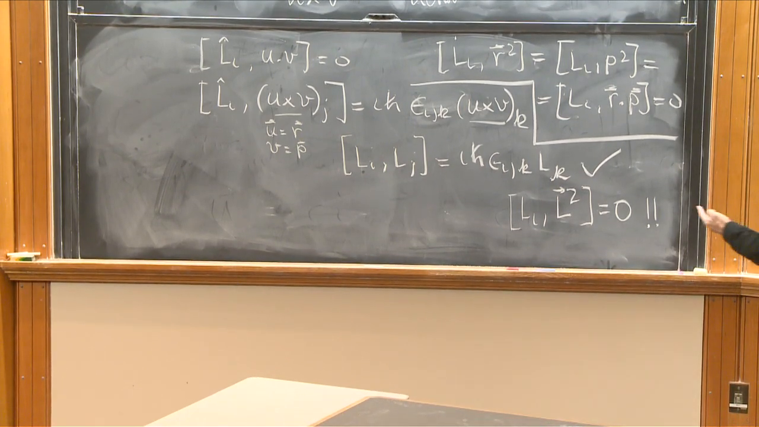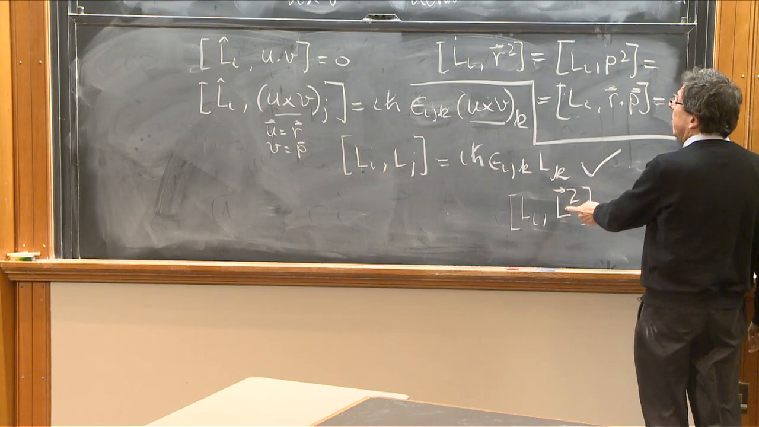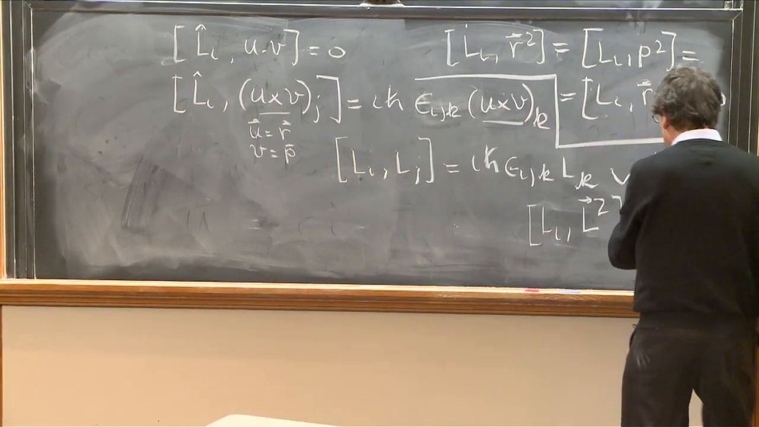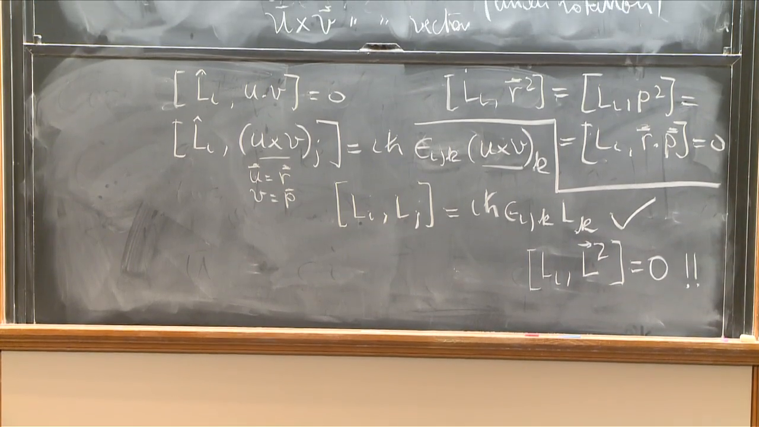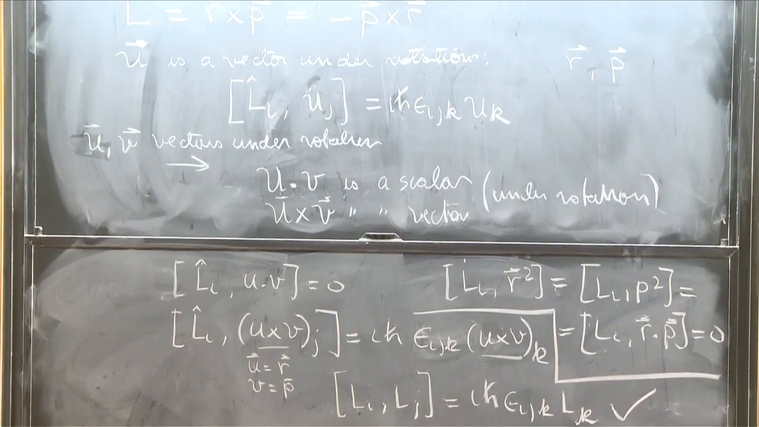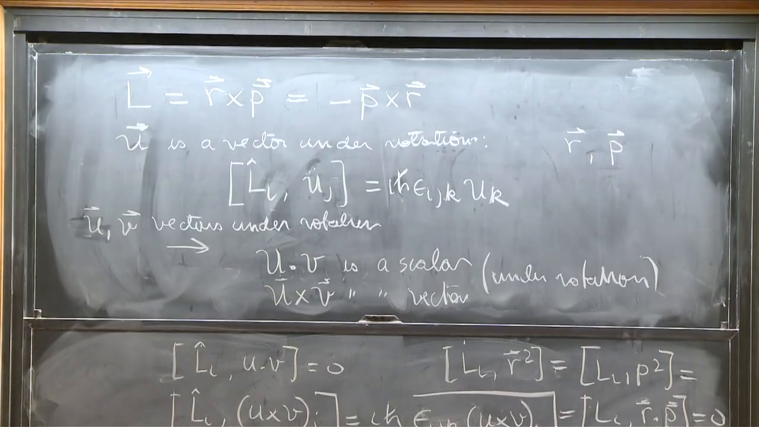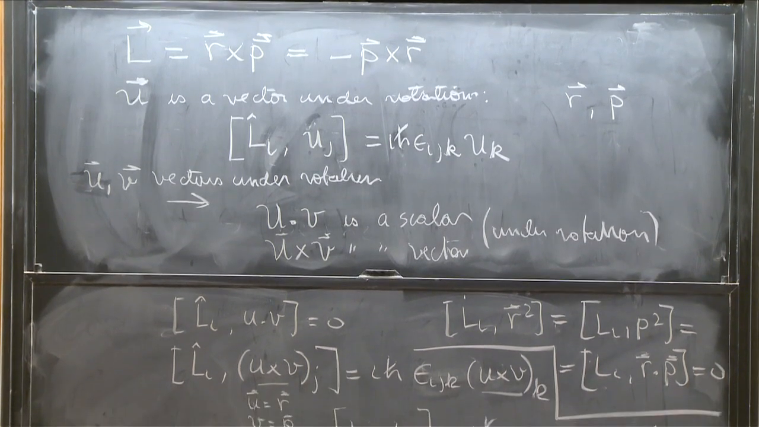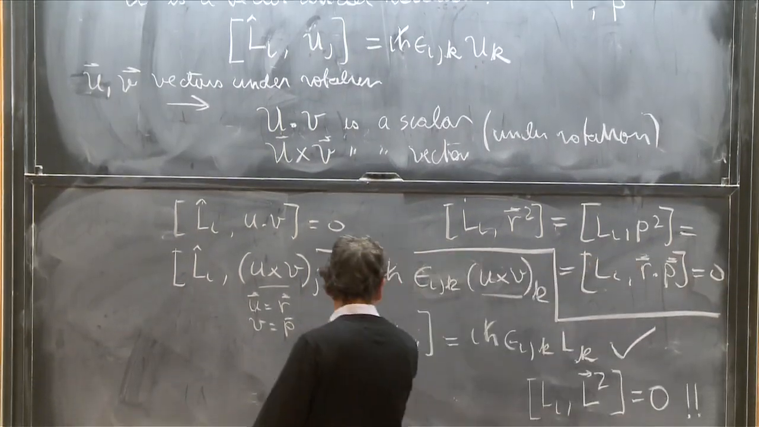Because L squared is L dot L, therefore it's a scalar. So Li commutes with L squared. And that property is absolutely crucial. It's so important that it's worth checking that, in fact, it follows just from this algebra.